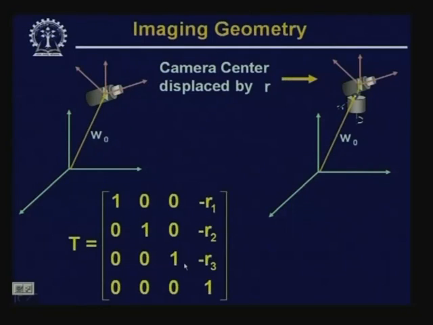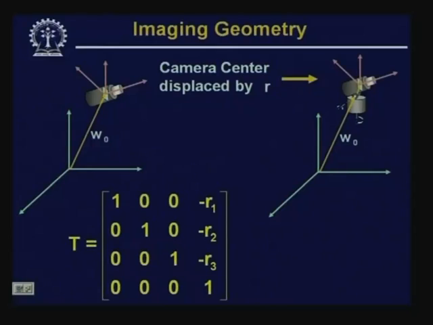Then the final transformation that we have to give is for the camera center, or the center of the imaging plane, from the gimbal center by a vector r, and this vector r has the components r 1, r 2 and r 3 along x, y and z directions. And by this transformation, now all the world points are to be translated by a vector minus r 1, minus r 2, minus r 3. And the corresponding translation matrix now will be T equal to 1 0 0 minus r 1, 0 1 0 minus r 2, 0 0 1 minus r 3 and then 0 0 0 1.